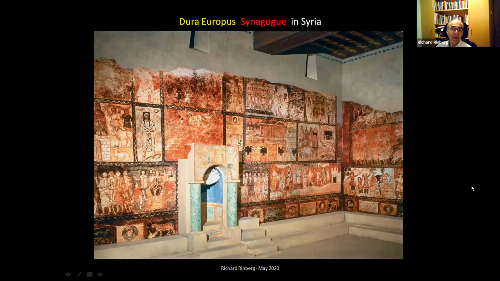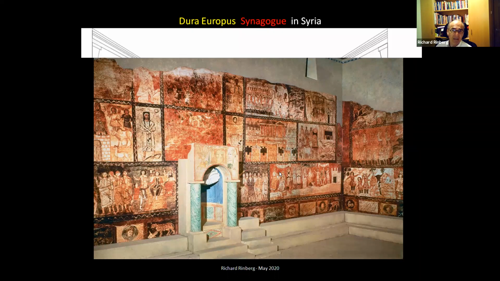And here's a picture of the wall of the synagogue. So this would be the Torah niche, the Torah ark, if you want. And you would pray towards this, but look at these pictures. Now, this is from 245 CE, right? 245, very early on, full of pictures. So this was a revolution to the art world, that Jews had this sort of thing.